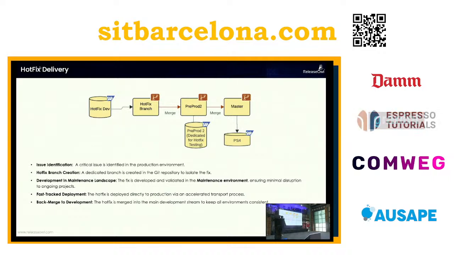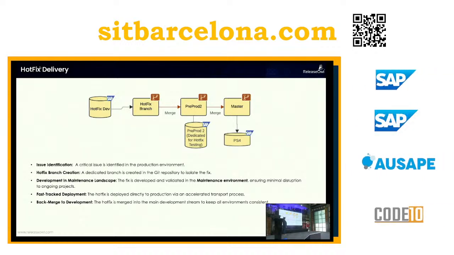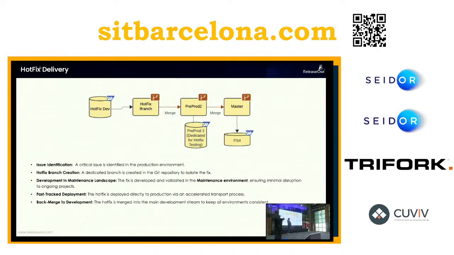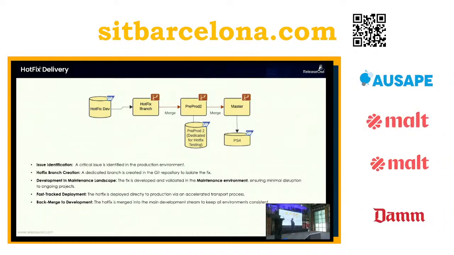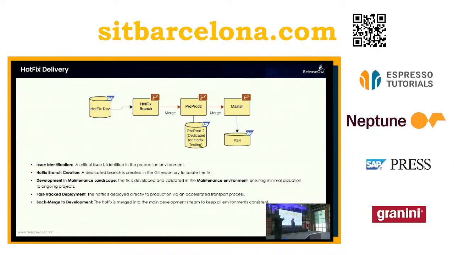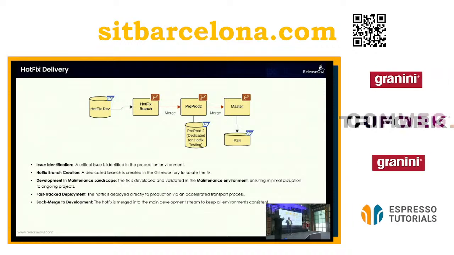So hotfix, here I assume that you have an environment that you can use for hotfix. That's what I call hotfix dev. And then we push into the hotfix branch as a Git commit, and then we merge into the pre-prod, a dedicated environment for hotfix testing. And then if it is all good, then we push into master.